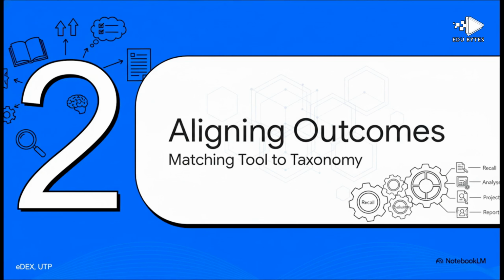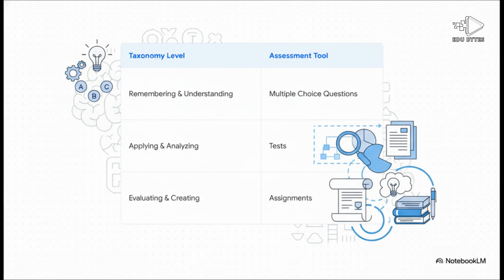Okay, now we are getting to the absolute heart of this whole thing: alignment. Because this isn't just about throwing a test at students. It's about picking the exact right tool to measure a very specific kind of thinking. And check this out, this is so smart. The framework shows us that for those foundational skills, like just remembering and understanding facts, something simple like multiple choice questions works great. But if you want to see if a student can actually apply or analyze information, you need a different tool, like a short answer test. And for those top-tier skills, evaluating an argument or creating something new, you've got to use something more complex, like a big project. It's all about matching the tool to the task.